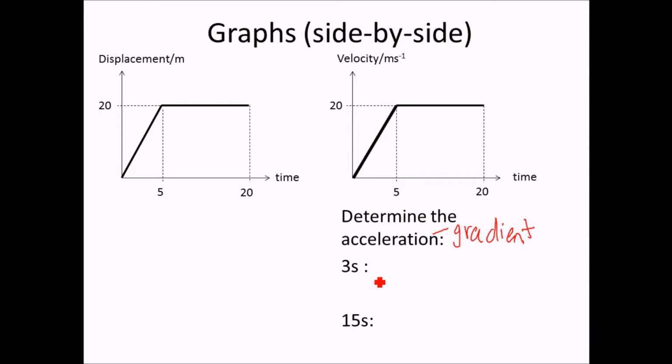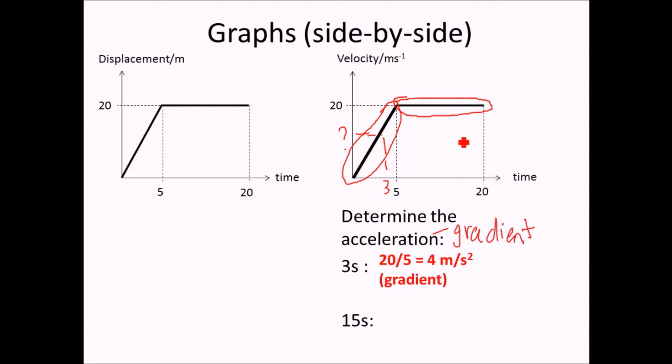So in 3 seconds, again, we do not need to know what the value is at 3 seconds, because the whole graph has the same gradient. The whole line has the same gradient. So we can just use the rise over run from 5 seconds. So the gradient is 4 meters per second squared. Now for 15 seconds, again, we can use the whole line here. The whole gradient is 0, so the acceleration is 0 meters per second squared.